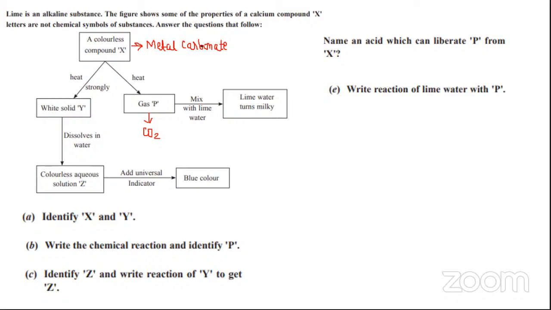Fine. When you heat a carbonate, you get carbon dioxide gas. So this should be your calcium carbonate. And calcium carbonate, you're heating it. So that will produce what? Calcium oxide and carbon dioxide, right? So the chemical reaction will be CaCO3 giving you CaO plus CO2 gas. Then CaO, a white solid, Y becomes your calcium oxide. This is your CaCO3, calcium carbonate.